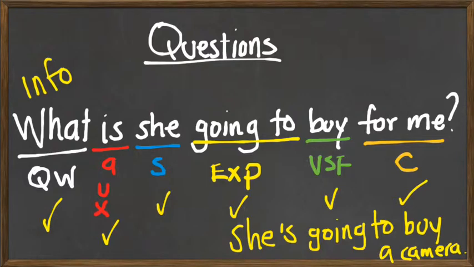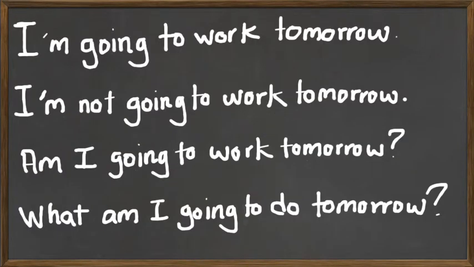Let's move on. We have some examples here in all its forms. I'm going to work tomorrow. I'm not going to work tomorrow. Am I going to work tomorrow? And what am I going to do tomorrow?